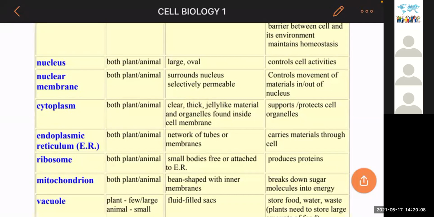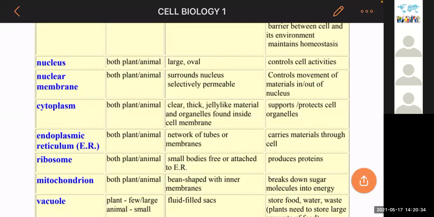80S ribosomes. Okay, those are the type of ribosomes that are attached to the endoplasmic reticulum. Now I'm asking, thank you for that. And now my question is, what do we call the endoplasmic reticulum that is attached with the same 80S ribosomes?